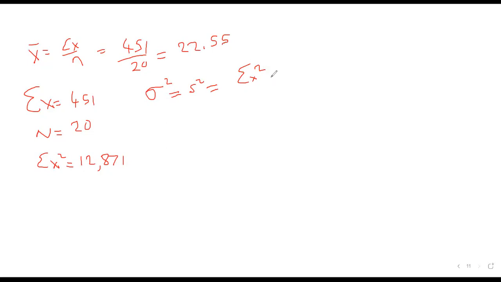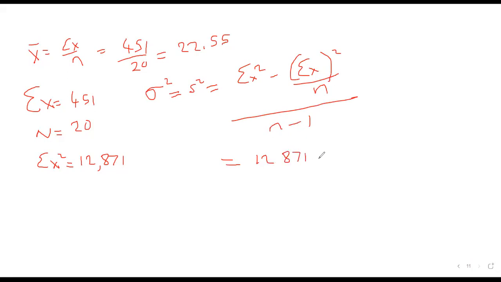And the standard deviation, the formula is what? Square root of summation of x squared minus, summation of x, all squared, over n, all over n minus 1. So here we're going to put 12,871 minus 451 squared over 20, over 20 minus 1. What are you getting?